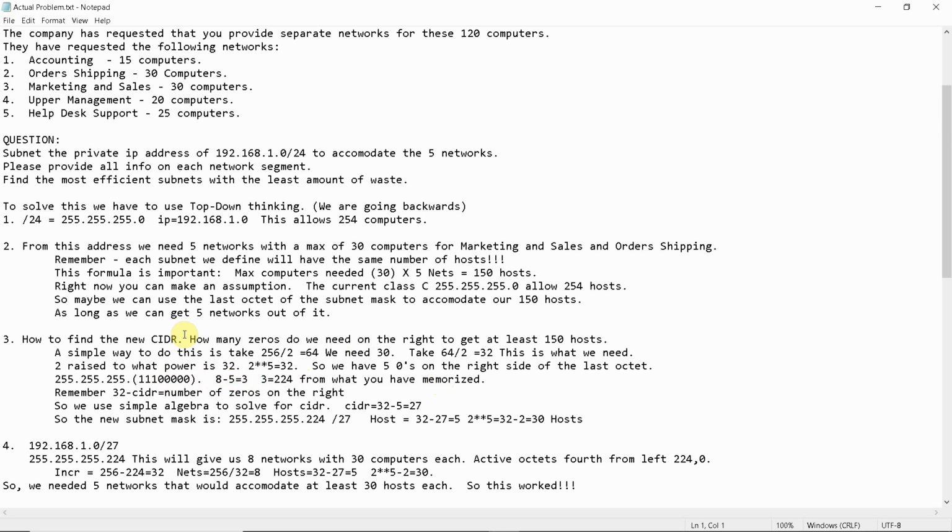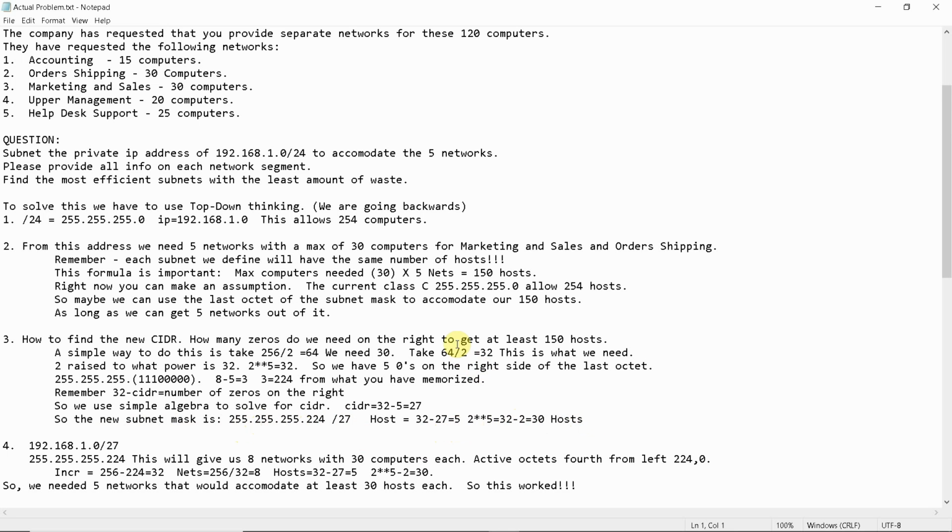So remember, 32 minus CIDR equals the number of zeros on the right. We use simple algebra to solve for CIDR. CIDR is 32 minus 5 equals 27. So this new subnet mask is 255.255.255.224. We're going to /27. You prove this by taking 32 minus 27 equals 5. 2 to the 5 equals 32, minus 2 equals 30 hosts.